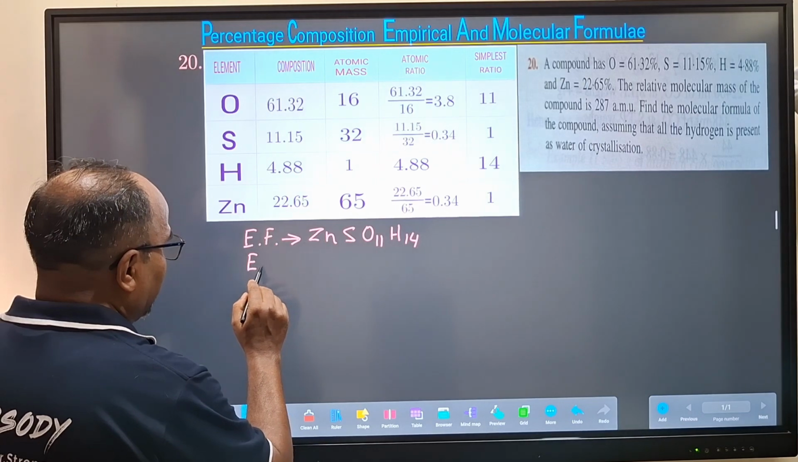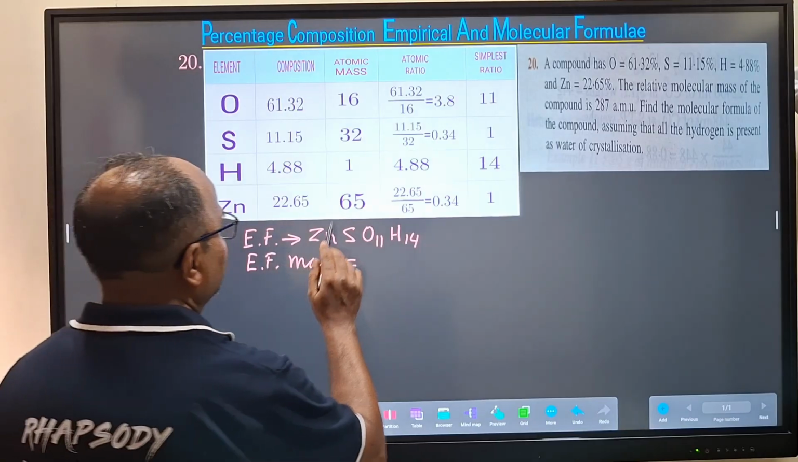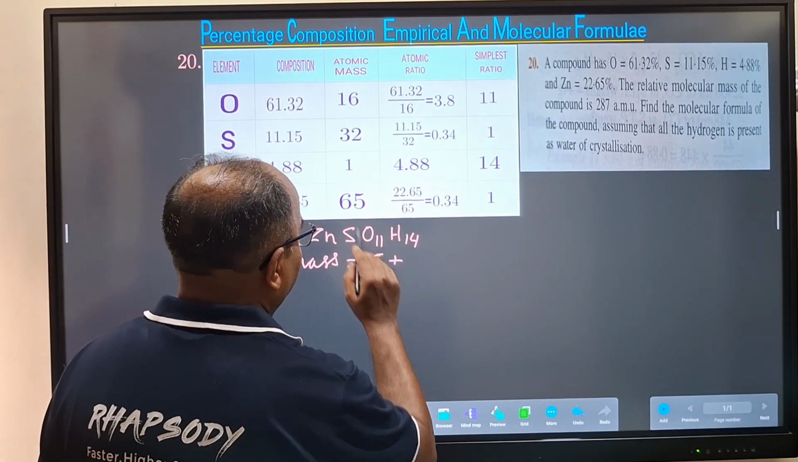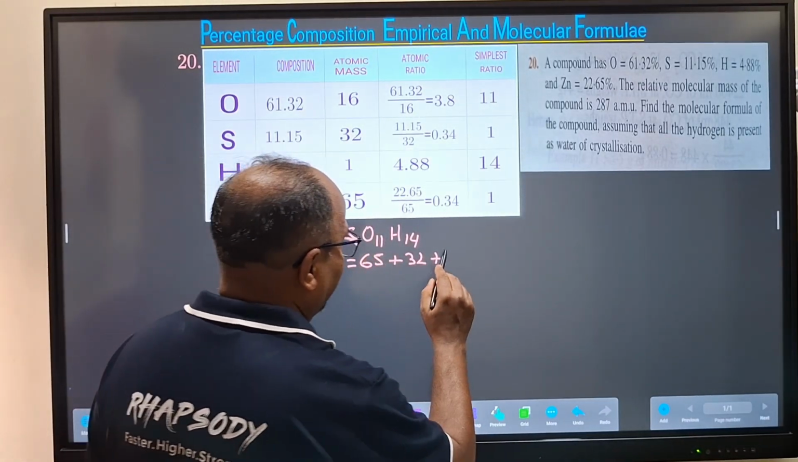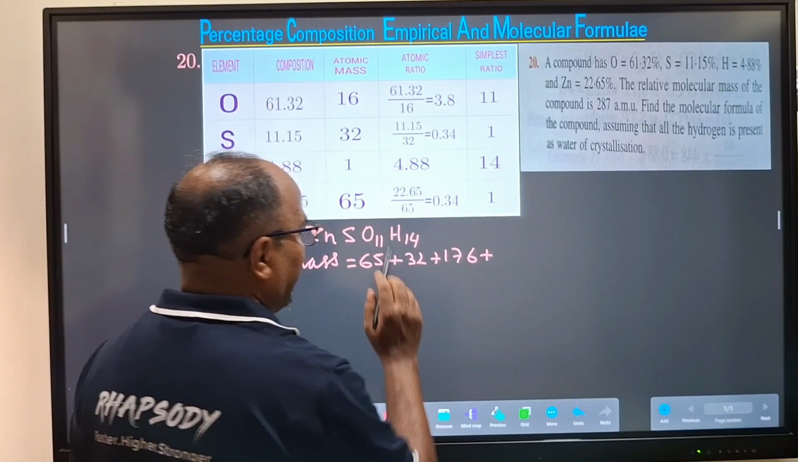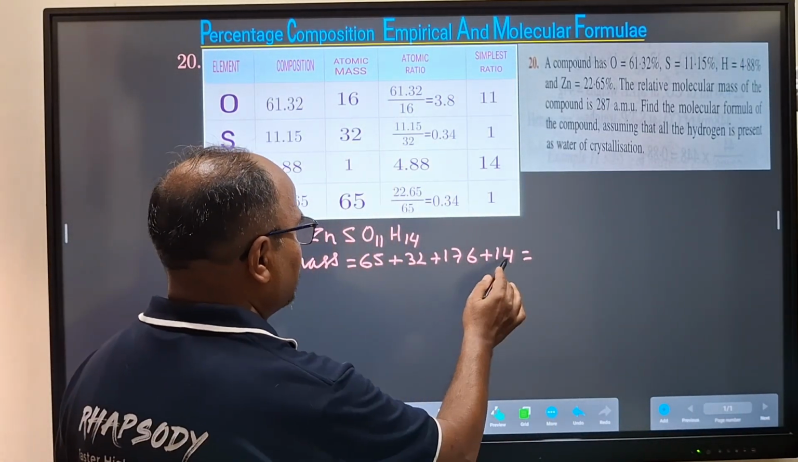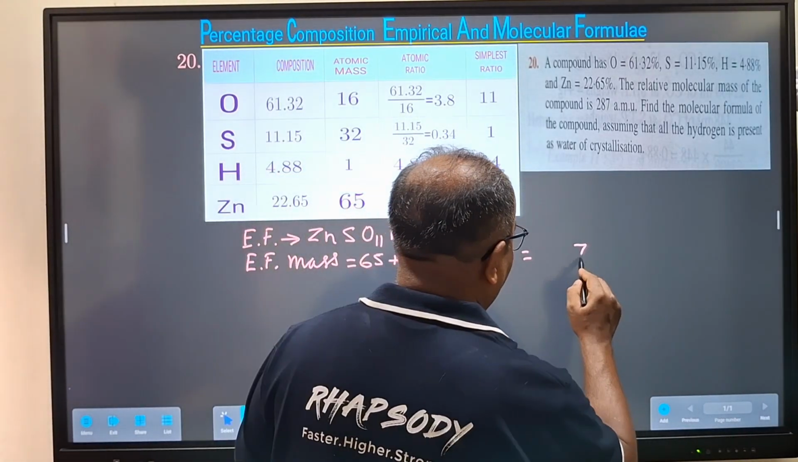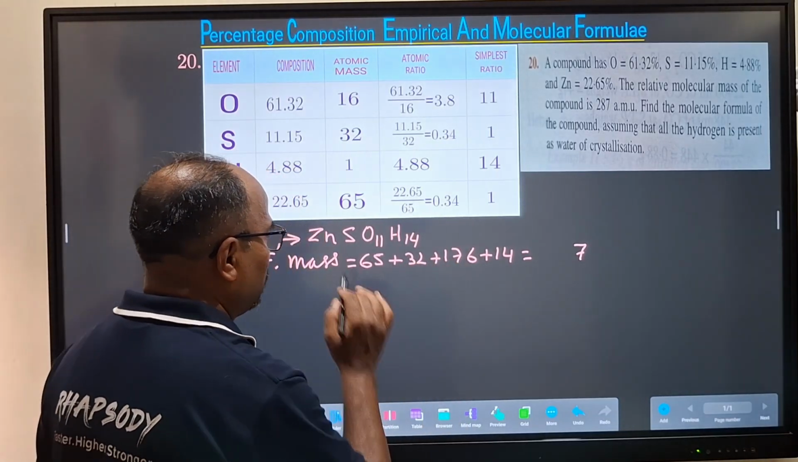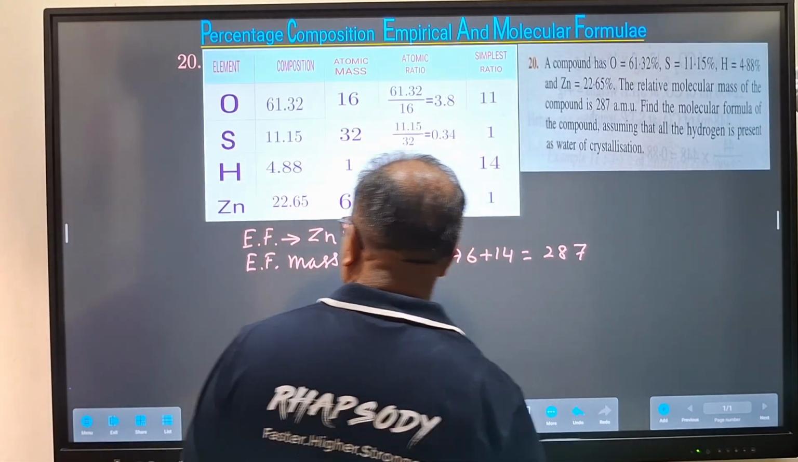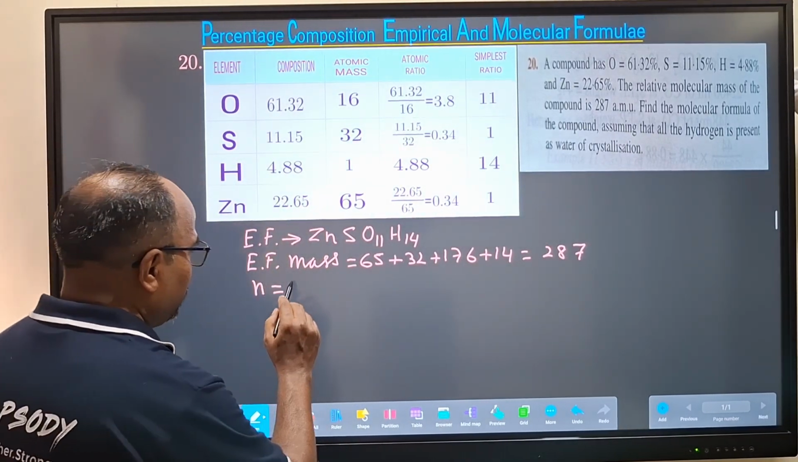We should know the empirical formula mass. So that will be equal to Zn is 65 plus sulfur is 32. Oxygen is 16, so 16 into 11 is 176. Hydrogen is 1 into 14 is 14. So if you add it up, 6, 4, 10, 12 and 5 is 17. 1 is carried over, 2 and 17, 19 and 3, 22 plus 6 is 287. So we know the empirical formula mass. Let us find the n value.